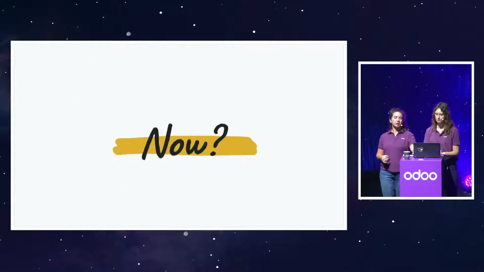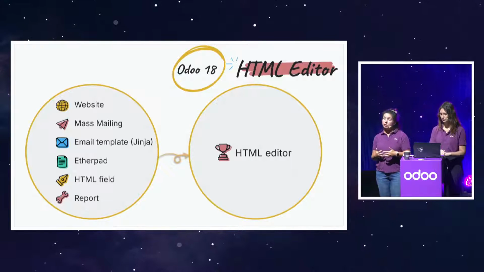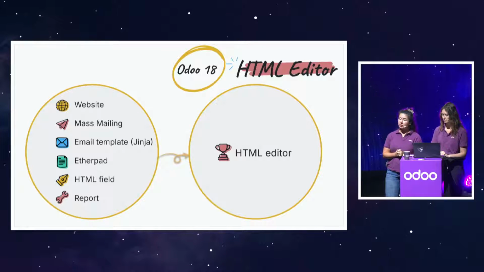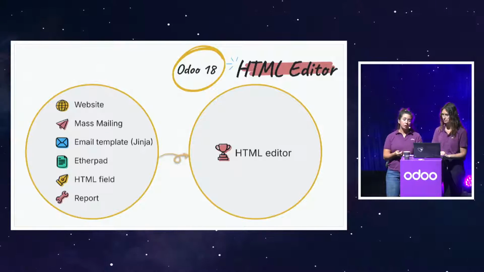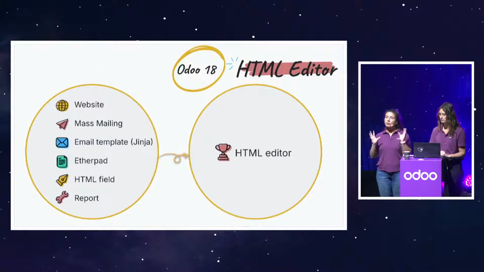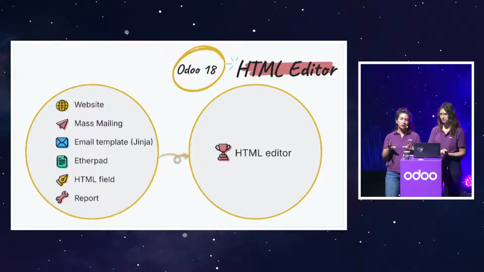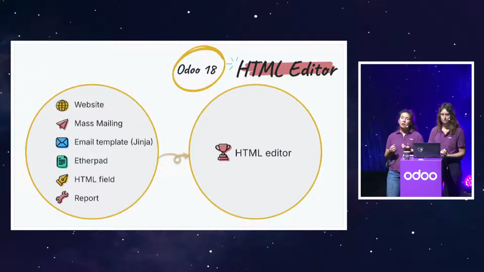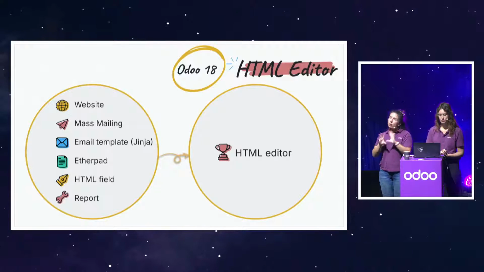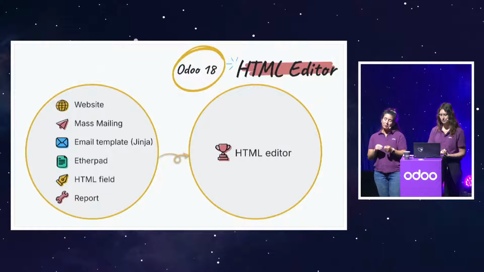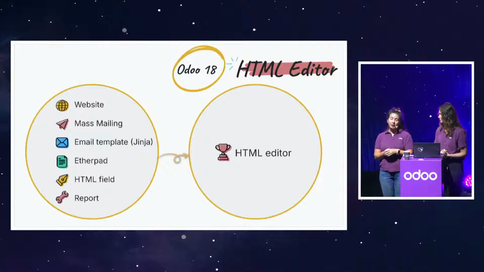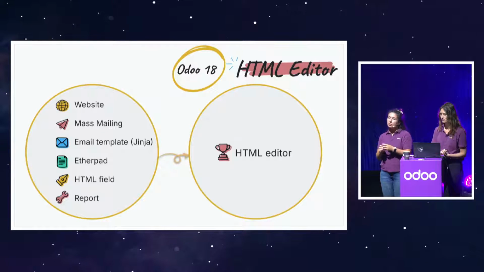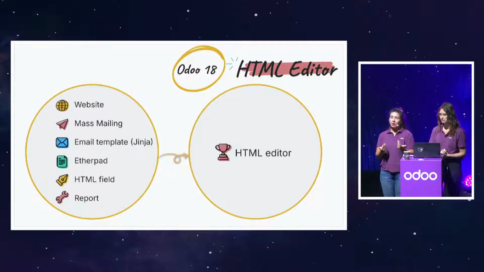So as Charlotte mentioned, we used to have a lot of system editors in our database, like mass mailing, email template, and so on. And we are on the first version where these system editors are all running on the HTML one. So we actually have one core for all the applications across the database. And then we have small plugins for applications where they need something extra.